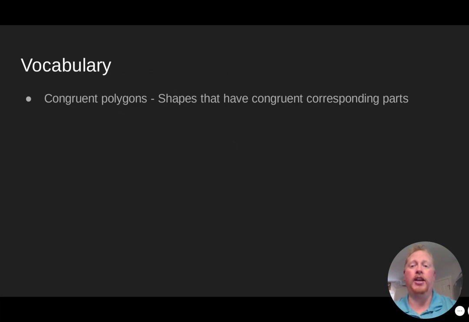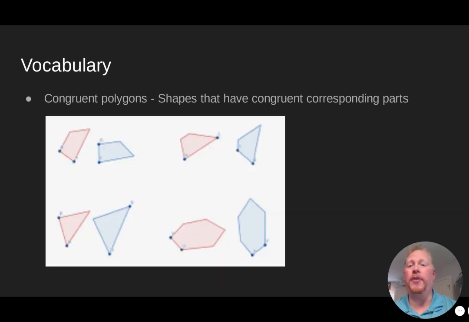So for vocabulary, congruent polygons are shapes that have congruent corresponding parts. And what that means is I've got this diagram here of a bunch of different congruent polygons. Every side in this red figure has a side in the blue figure that's exactly the same. Every angle in the red figure has an angle in the blue figure that's congruent to it. So every piece in this red shape has another piece in the blue shape that's exactly the same. So if you can prove that every single piece of this shape is congruent to every single piece of this shape, then you can say that the two figures are indeed congruent.